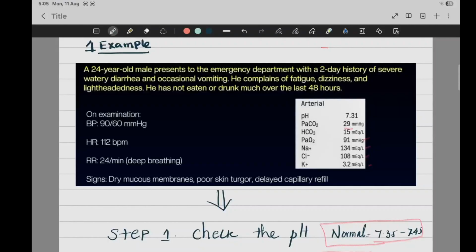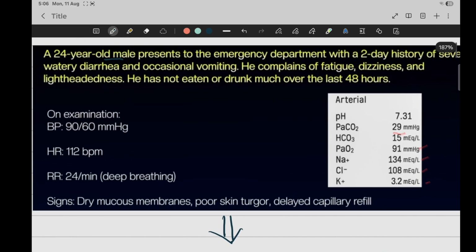Okay, right. First example: a 24 year old male presented to the emergency department today with a history of severe watery diarrhea and occasional vomiting. He complains of fatigue, dizziness and lightheadedness. He has not eaten or drunk much over the last 48 hours. Okay, these are his vital signs on examination.